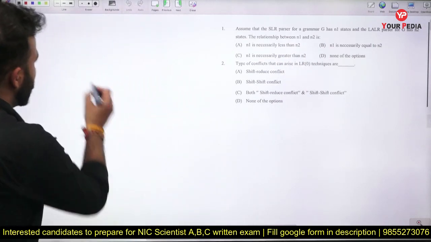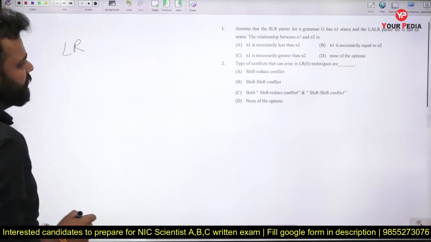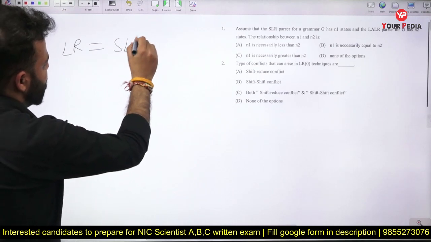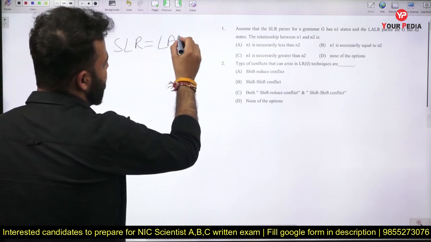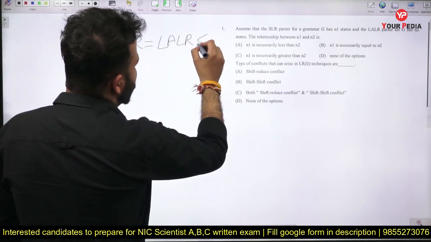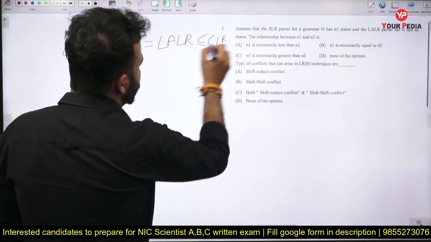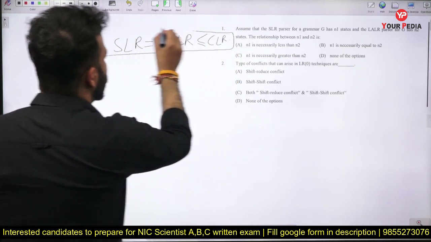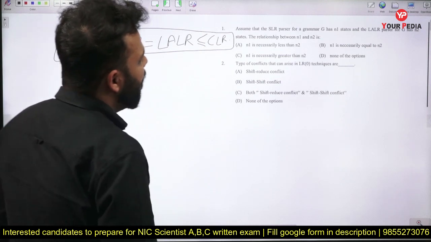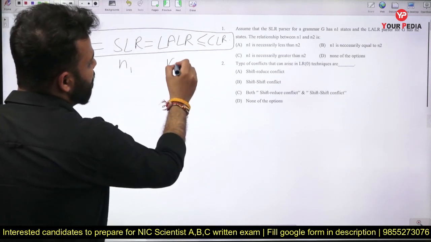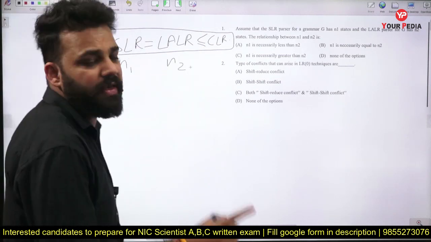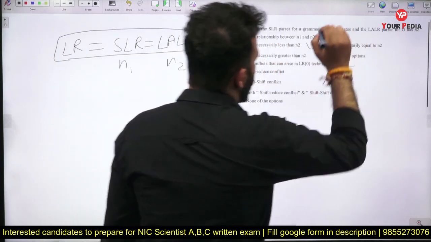This is a normal trend that LR0 will have equal states as SLR, will have equal states as LALR, and will be having less than or equal to states with canonical LR. So this is the relation. Now it is asking N1 states for SLR, N2 states for LALR1. So N1 is necessarily equal to N2.